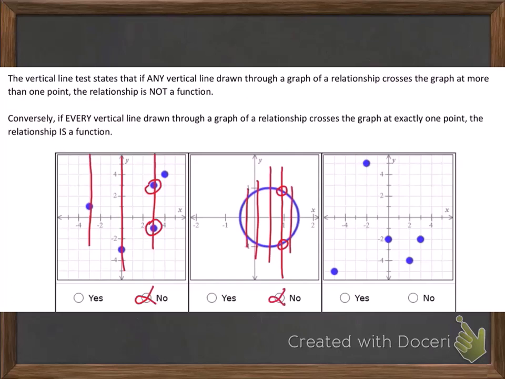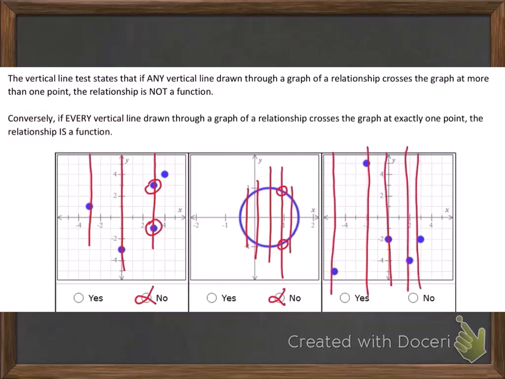How about the next one? Well, again, we can see that it is a function because all of those vertical lines that I drew only pass through the graph at one point. So it is a function.